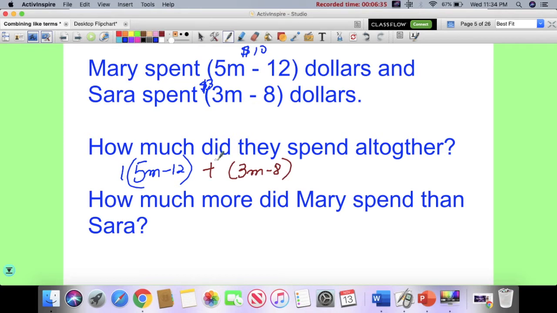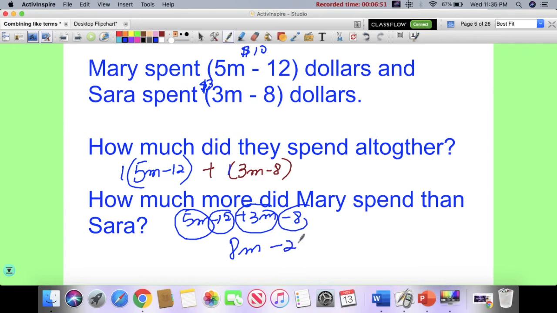You can pretend there's a 1 here and a 1 here, and you end up getting 5m minus 12 plus 3m minus 8. If you combine like terms, you can combine this guy with this guy, and you get 8m. And negative 12 minus 8 equals negative 20. So how much did they spend together? Well, it's this amount right here.